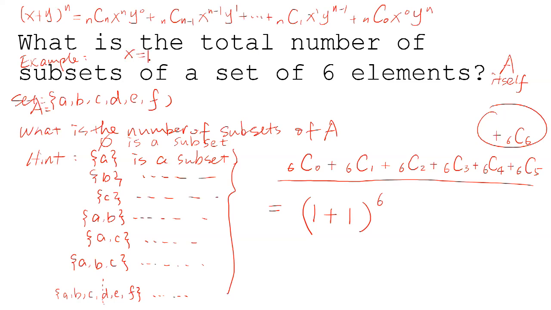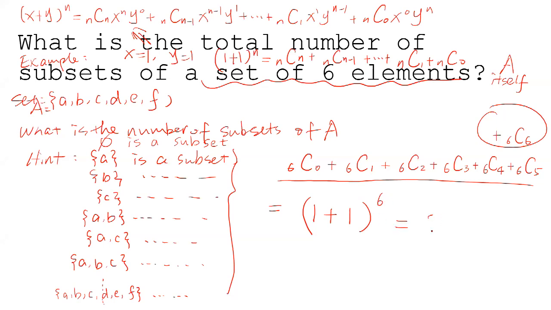If we let x be 1, y be 1, and insert these 2 values into this formula, we have (1 plus 1)^n is C(n,n) plus C(n,n-1), etc. until C(n,1), C(n,0). So C(n,n) plus C(n,n-1) plus ... plus C(n,1) plus C(n,0) is always (1 plus 1)^n, right? So here we have n is 6. So the sum of these terms is (1 plus 1)^6, which is 2^6, which is 64, right? Any questions? So the conclusion is there are 64 subsets.